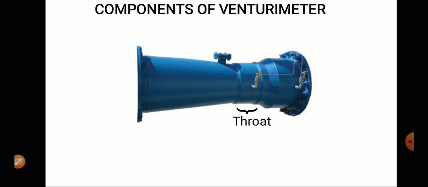C. Throat. This is the cylindrical section of minimum area. The velocity is maximum and the pressure is minimum. The throat diameter is usually between 1 by 2 to 1 by 4 of the inlet diameter. Length of the throat equals diameter.